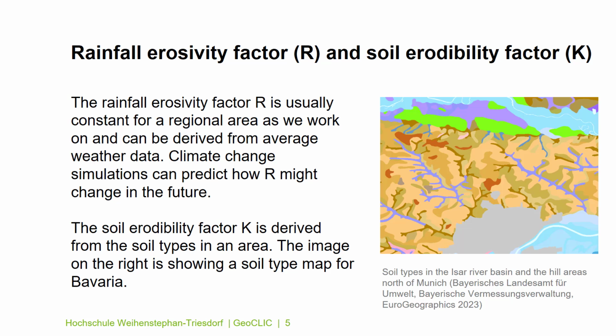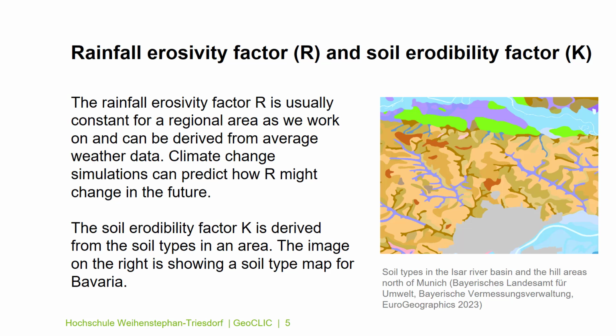Let's have a look at the individual factors one by one. First of all, the rainfall erosivity factor. This one is obviously linked to climate change. And here you could also put in future rainfall erosivity factors depending on your climate change models. In general, it's a factor representing the average rainfall.